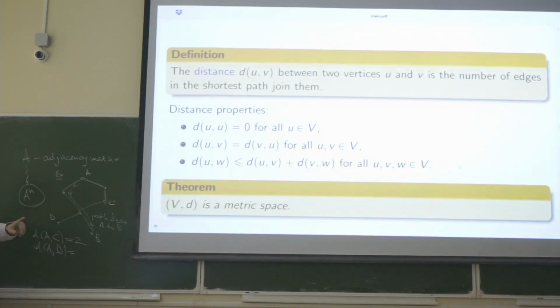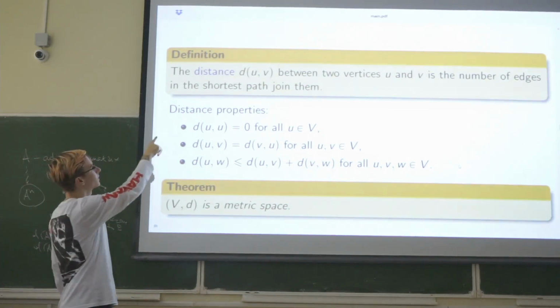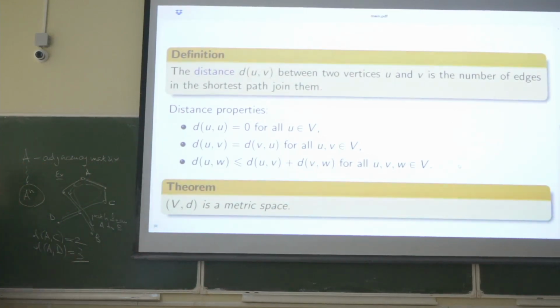No, not 4, it's 3. You say 4 because you have this way, yeah? From A to D. But we have a shorter way from A to D. Yeah? It's a rule. We always should choose the shortest path. Yeah, it's important that it is the shortest path. So it's equal to 3.